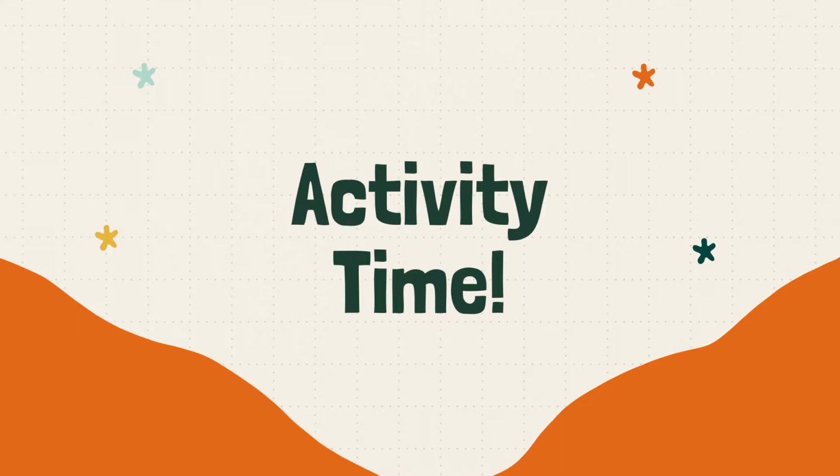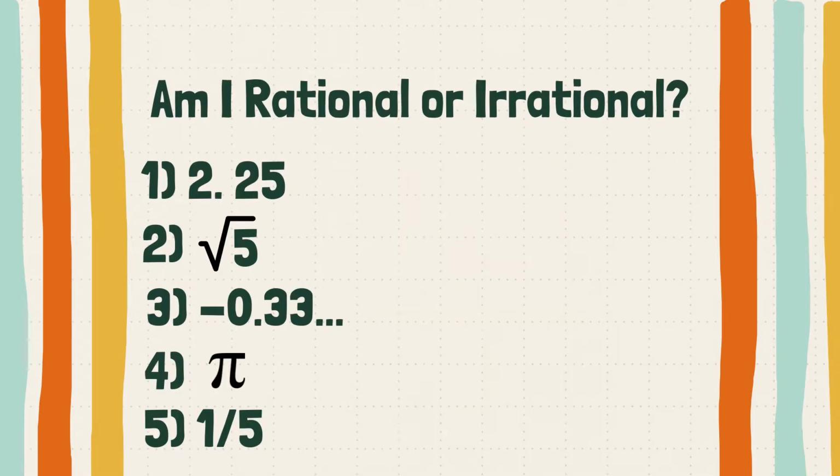The first part of your activity is you are going to identify rational and irrational numbers. Just write rational or irrational on your paper. For number 1, you have 2.25. Is it rational or not? Number 2, square root of 5. Number 3, negative 0.33 dot dot dot, that is repeated. Number 4 is pi, and number 5, 1 over 5. So if you are going to answer this, what will be the correct answers?